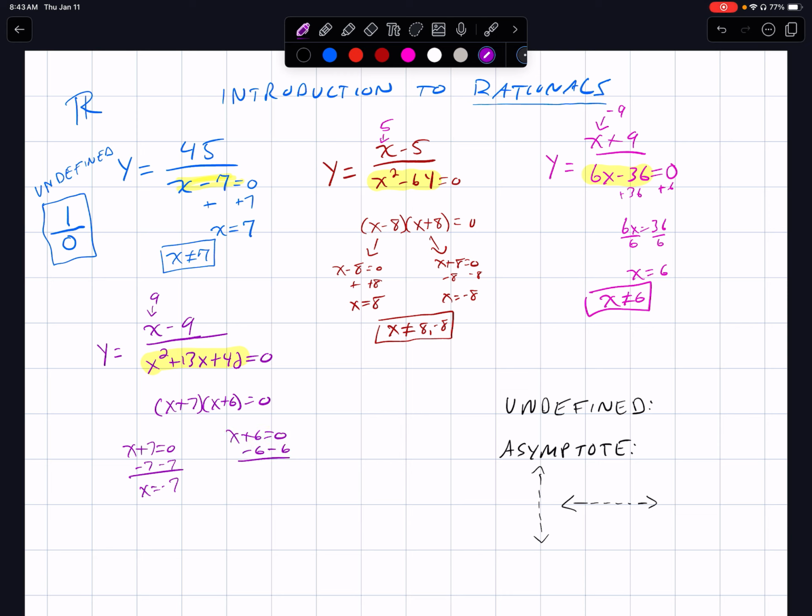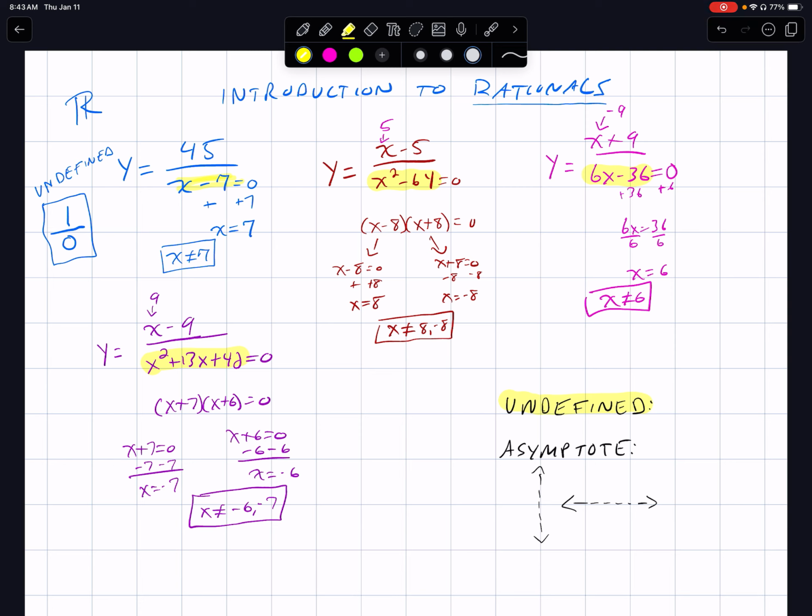Subtract 6 from both sides. X would be negative 6. So we can say x cannot equal negative 6 or negative 7. And then there you go. That's what makes the functions undefined. So undefined is a key term when we're dealing with rationals, right? We don't want to substitute those values in.